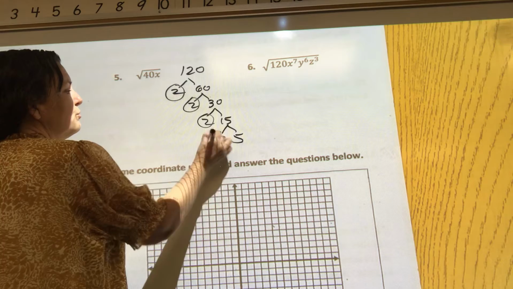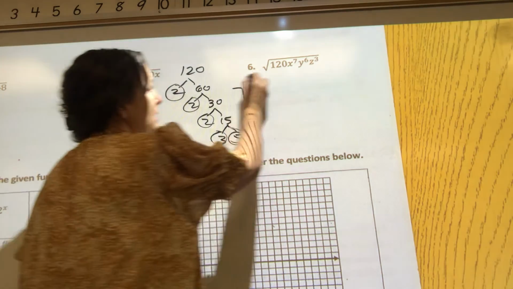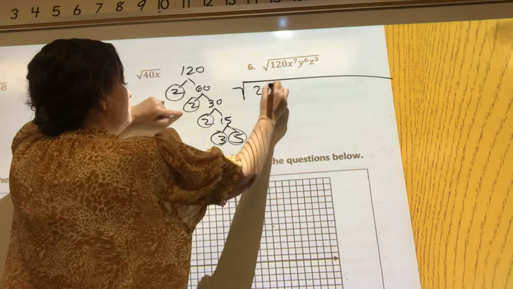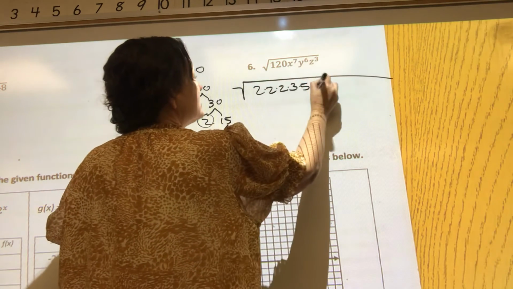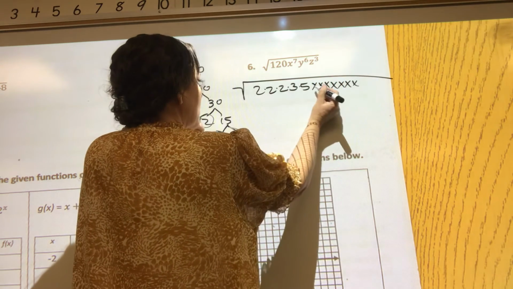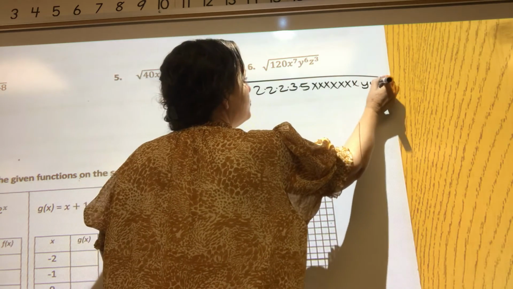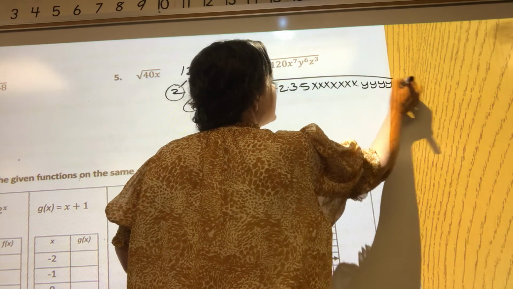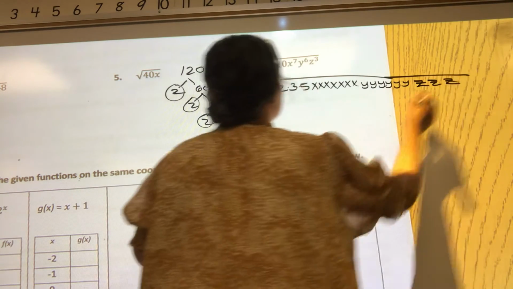2, 2, 2, 3, 5. I bet you thought it was going to look worse. No, not too bad. So we have 2, 2, 2, 3, 5. Ooh, 7 x's. 1, 2, 3, 4, 5, 6, 7. Double check. Got it. Ooh, 6 y's. 1, 2, 3, 4, 5, 6. And 3 z's. Beautiful.